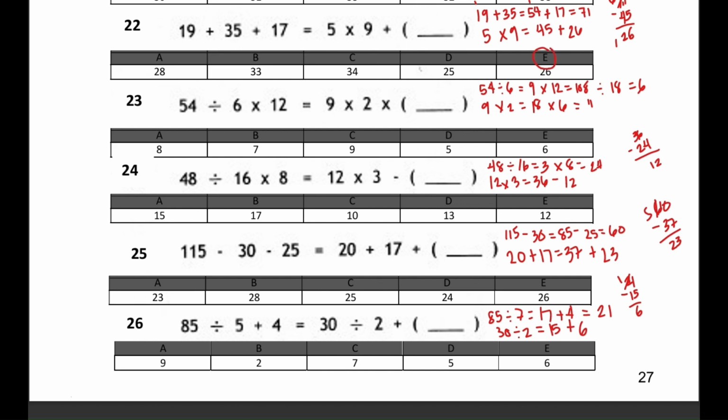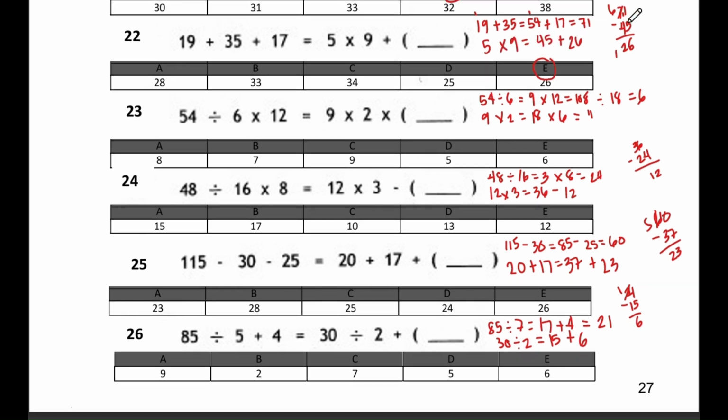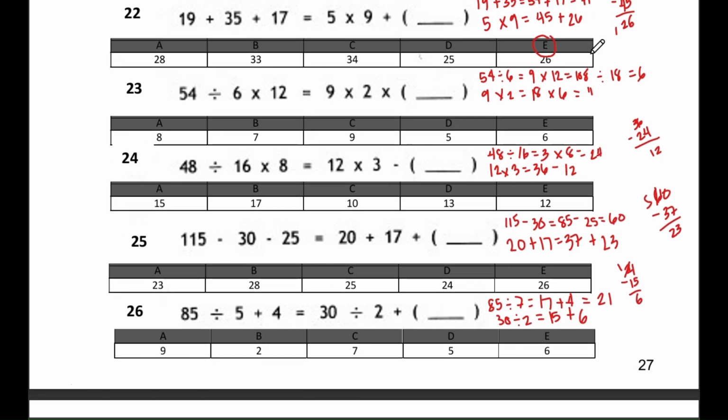First, let's add 19 plus 35 plus 17, which equals 71. Now, on the other side of the equal sign, we multiply 5 times 9, which equals 45. To find the missing number, we need to figure out what number we need to add to 45 to get 71, and the answer is 26. So the missing number is 26.